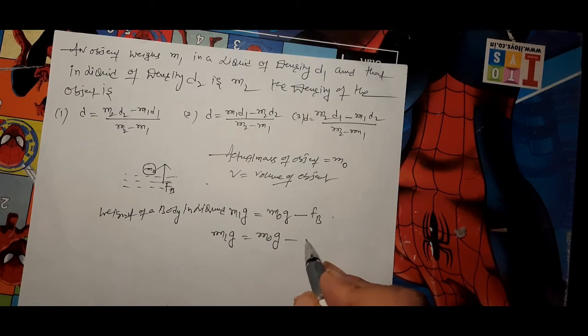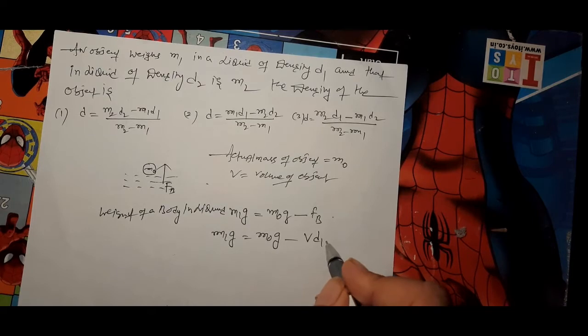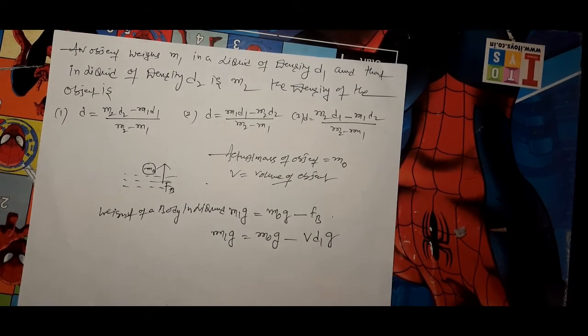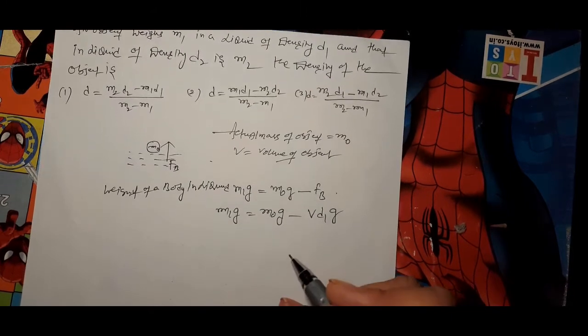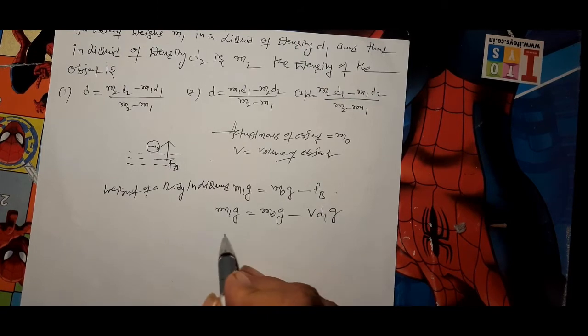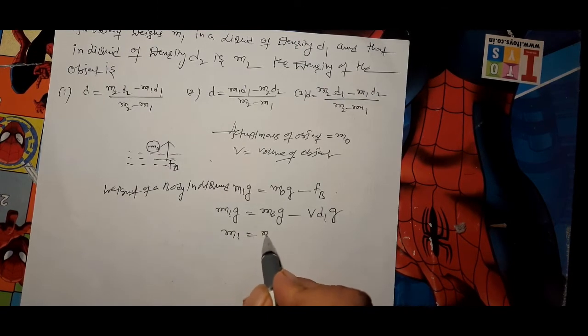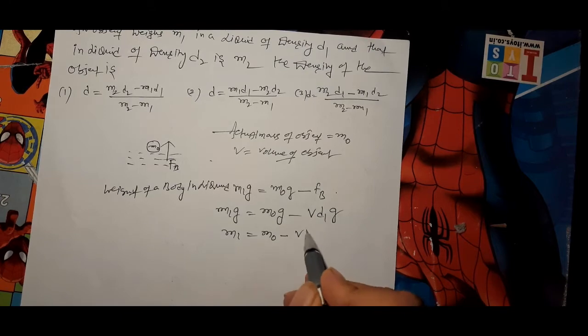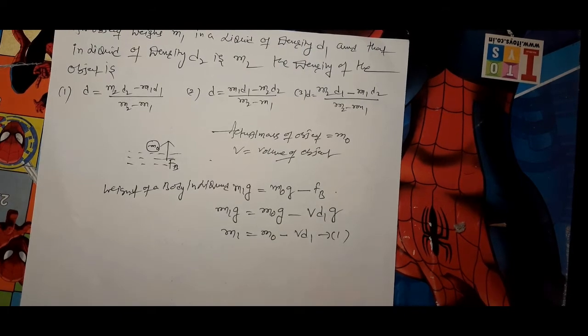Here V is the volume of the object immersed in the liquid, and d1 is the density of the liquid, so the buoyancy force is V d1 g. Now g is common, so m1 is equal to m0 minus V into d1. This is equation 1.